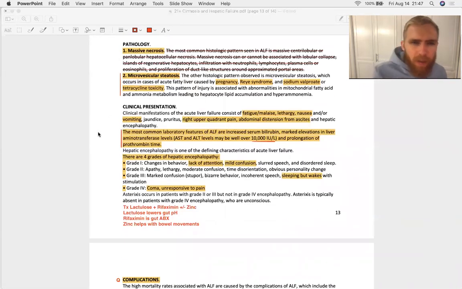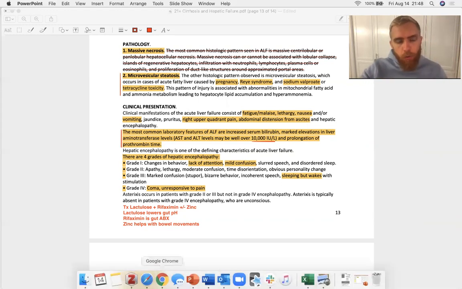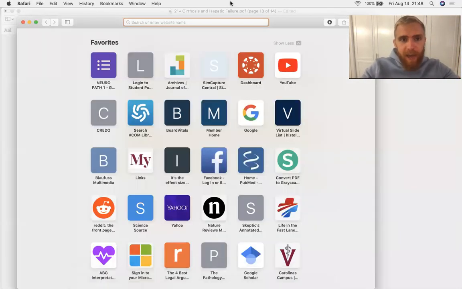So what goes on in the liver? Massive necrosis. Say no more. And then microvesicular steatosis. That just rolls off the tongue. And you see this in cases of acute fatty liver caused by pregnancy, Reye's syndrome, valproate, or tetracycline toxicity. So I'd recognize those 4 things right there, just in case you get thrown acute liver failure and it's not Tylenol.